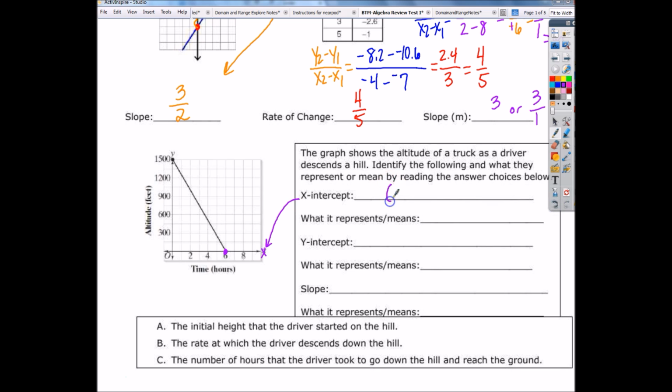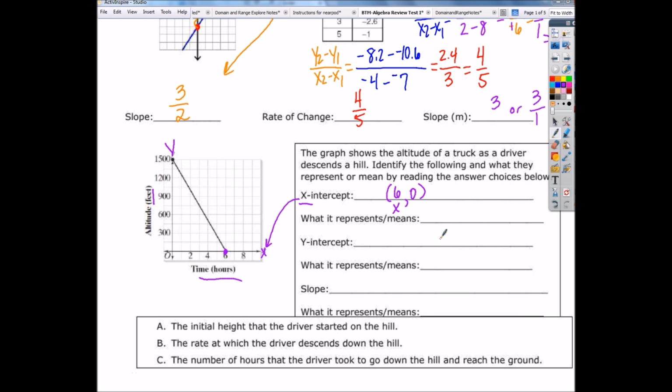Let's draw that a little bit better. Ordered pair. And since I'm looking for an X, I've got to have an X value. In this case, it's 6. And if it's an X-intercept, the Y value is always 0. Okay? Next question says, what does this represent or mean? Well, if I know the X-axis is the hours and the Y-axis is the amount of feet, let's check it out. I have 6 hours, 0 feet.